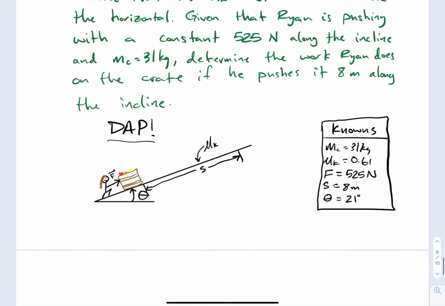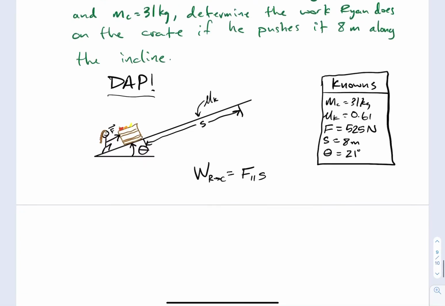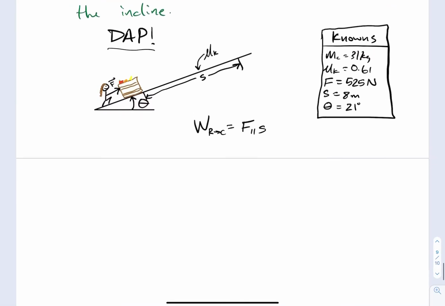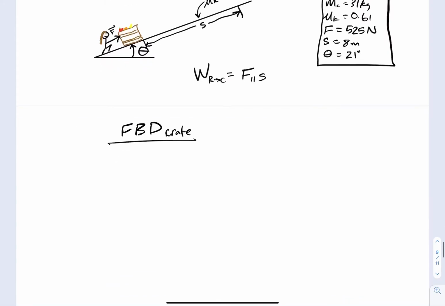Well, no, we're looking for the work done by Ryan on the crate. And so that's going to equal the force that's parallel to the displacement times the displacement. Seeing that we need a force, I think most people would think we need an FBD of the crate. And so we could look at that.